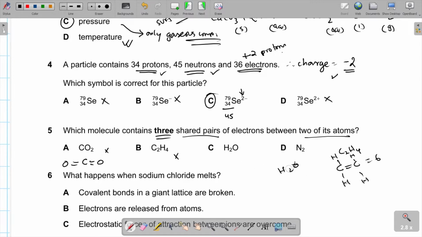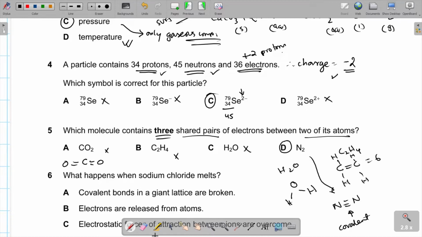Let's try H2O. We've got one oxygen combining with two hydrogens, so this can also be eliminated because it only has single bonds. Now nitrogen, being in group 5, needs to share 3 pairs between the two atoms in order to make a stable covalent compound.